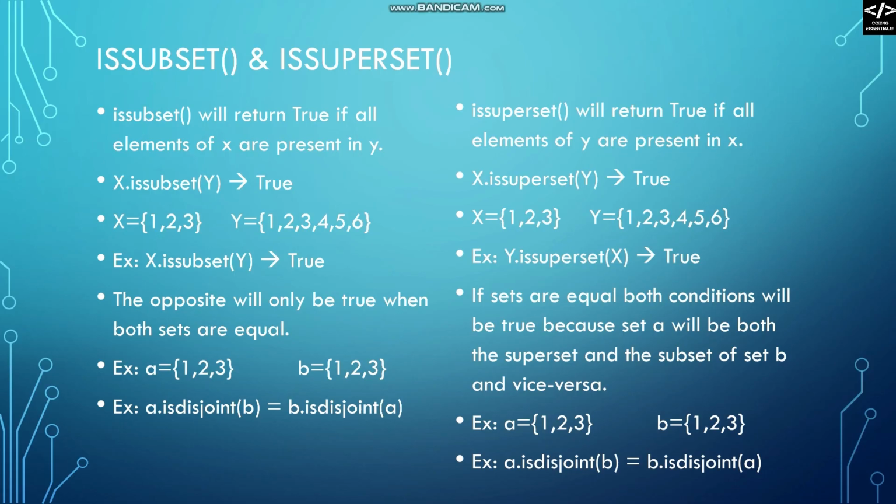Okay, now let me explain you is superset. Is superset will return true if all elements of y are present in x. So it is exactly opposite of is subset. So where x is this and y is this. So let me again show you.